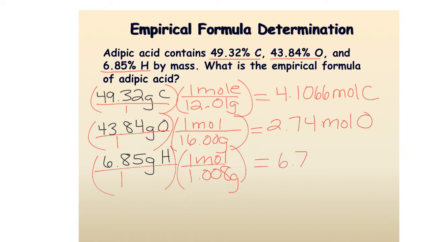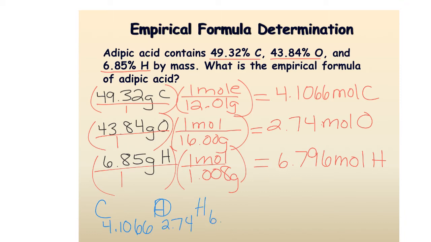All right, so this gives us our mole ratio, or our moles. Now we have to figure out our mole ratio. So essentially what this is saying is we have 4.1 and change of hydrogen. Oxygen is next. 2.74 of oxygen, and hydrogen 6.796. Now, you can't write a formula like that.